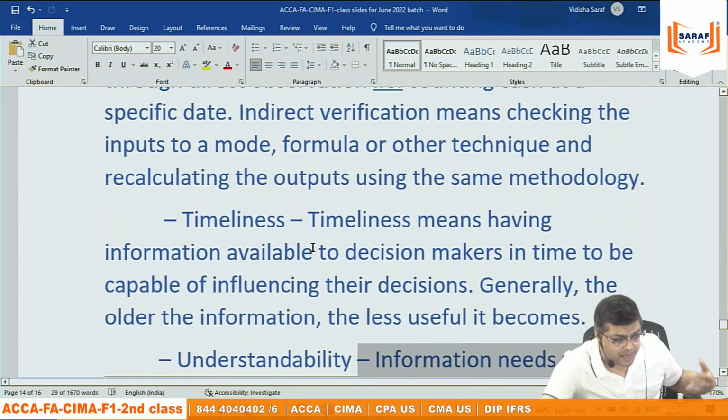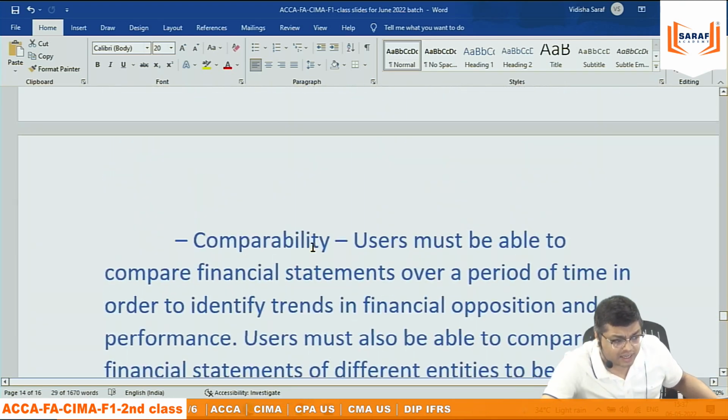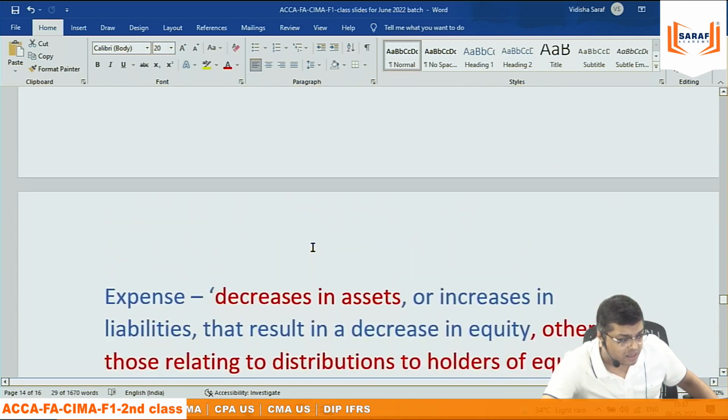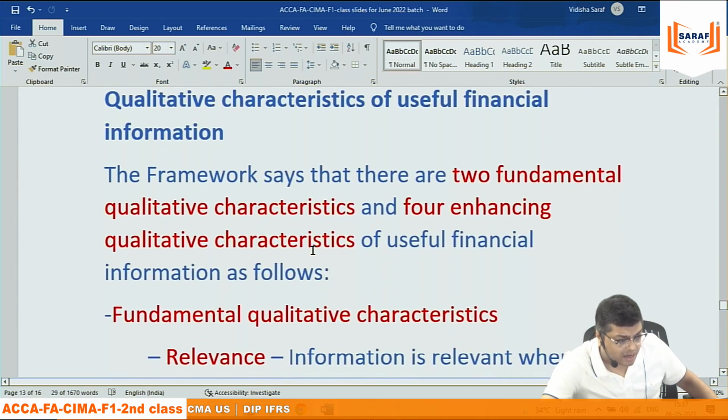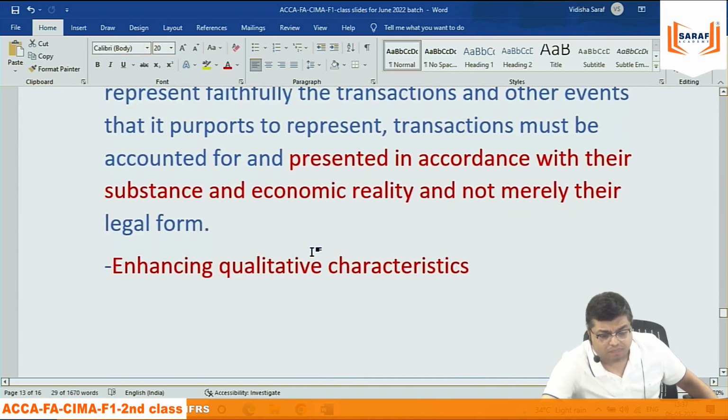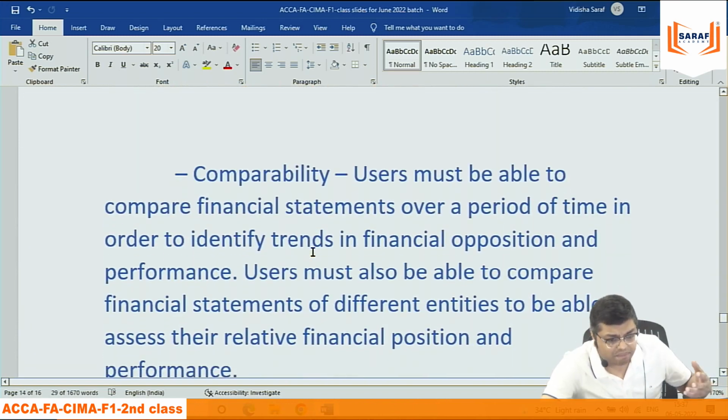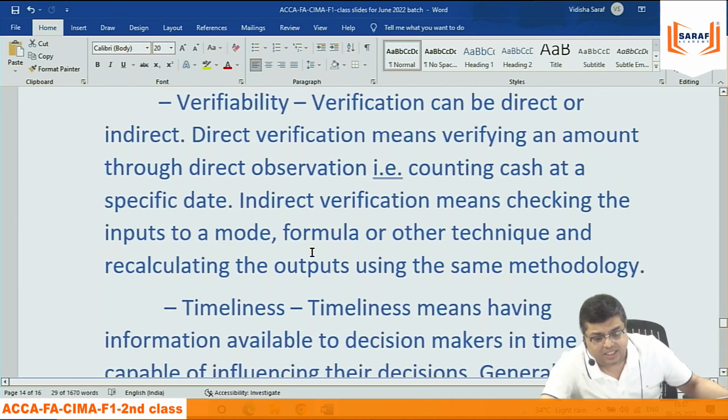Enhancing comparability, verifiability, timeliness, understandability, and fundamental relevance and faithful representation. For the time being, to all of you, it is looking as theory.